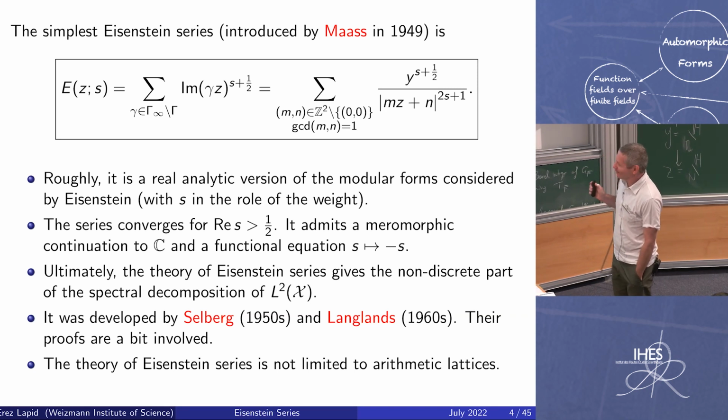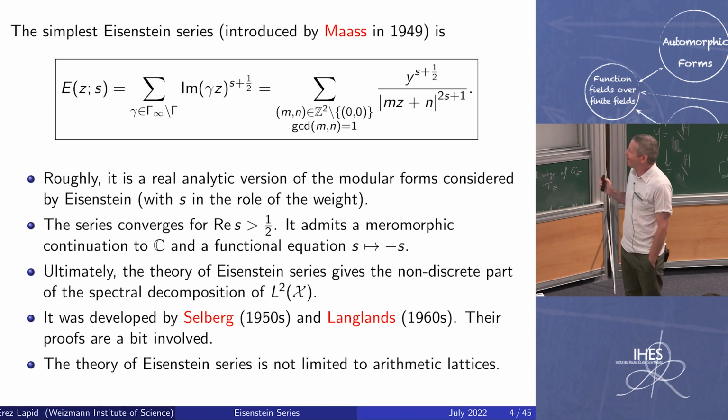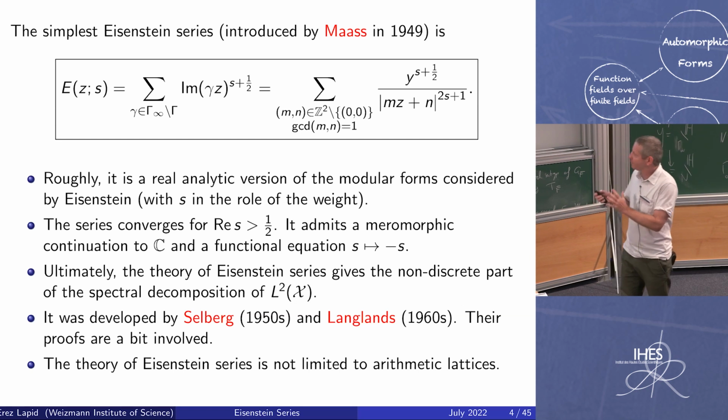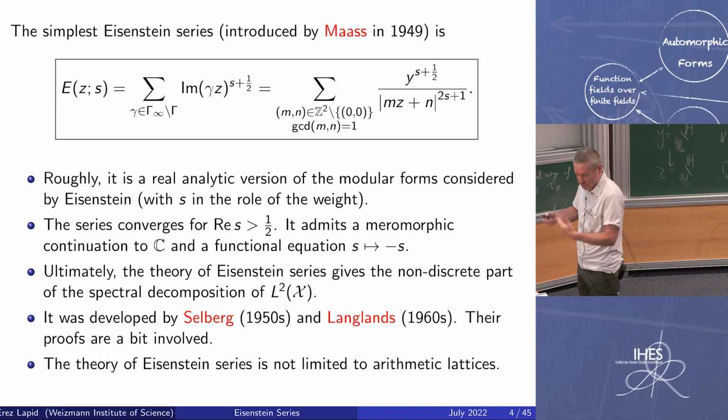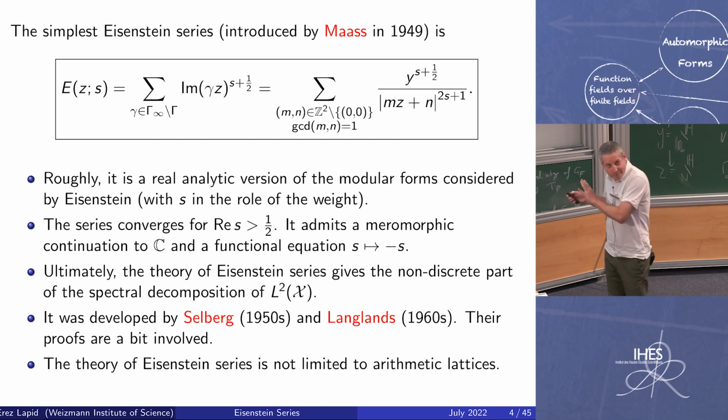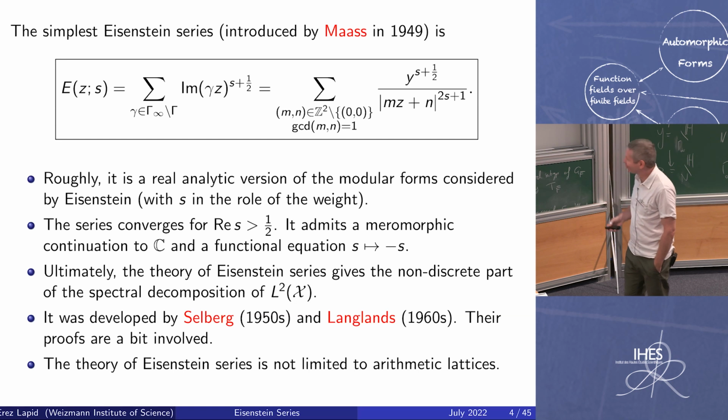Anyways, one thing I will mention, although I will certainly not get into that: the Eisenstein series are not limited to arithmetic lattices. The theory is kind of analytic. You just need the rough geometry of H mod gamma. Of course, in higher rank, lattices tend to be arithmetic anyways, but the level that I will explain is not arithmetic.